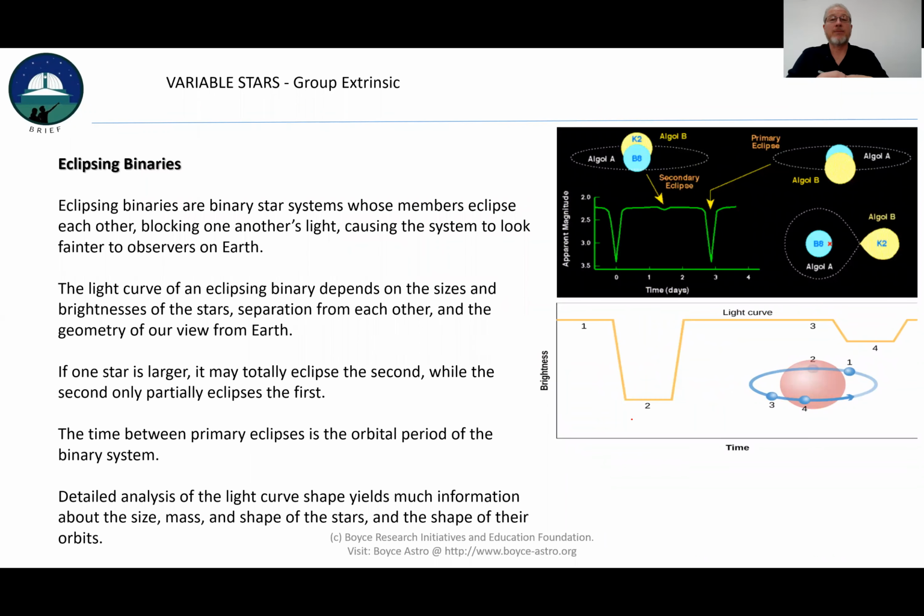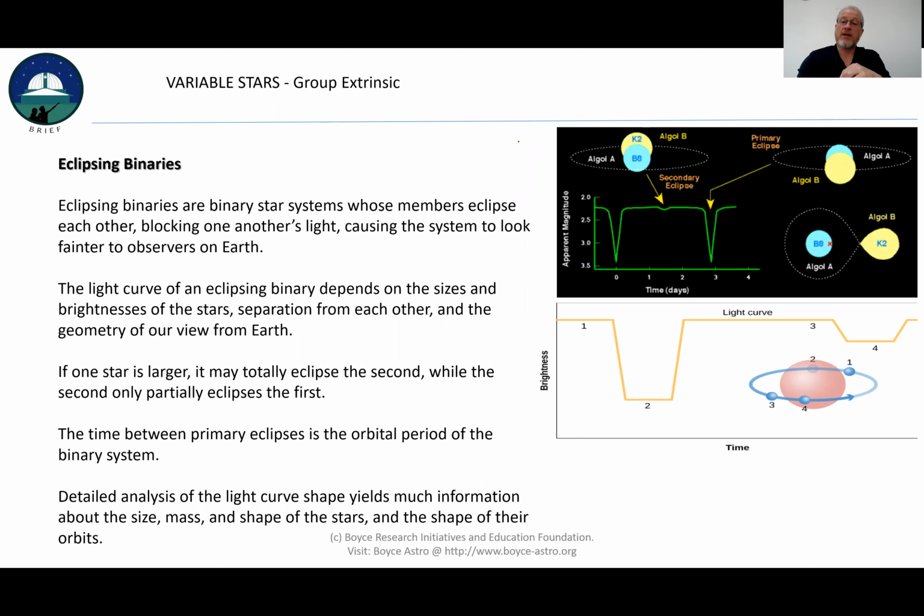Let's focus on eclipsing binaries. Eclipsing binaries are binary star systems whose members eclipse one another, blocking one's light from the other, causing the system to look fainter to observers on Earth. The light curve of an eclipsing binary depends on the sizes and the brightness of the stars, how far apart they are from each other, and the geometry of our view of the system from Earth. If one star is large, it may totally eclipse the second, while the second only partially eclipses the first. The time between these eclipses is the orbital period of the binary system.